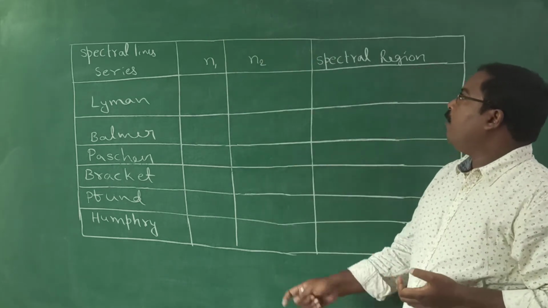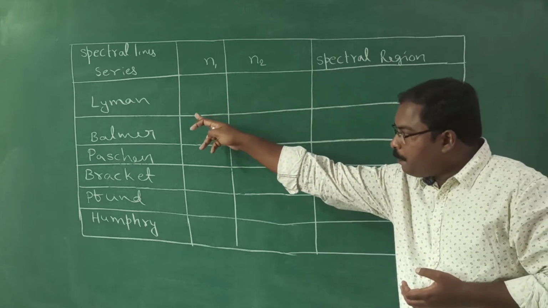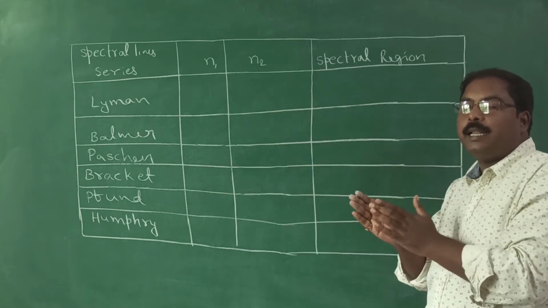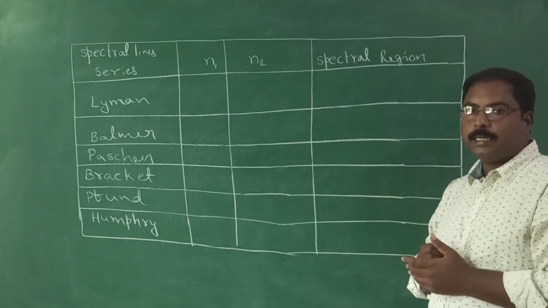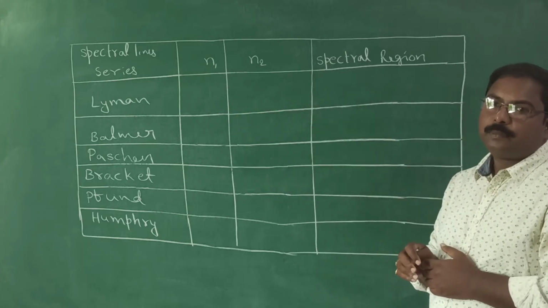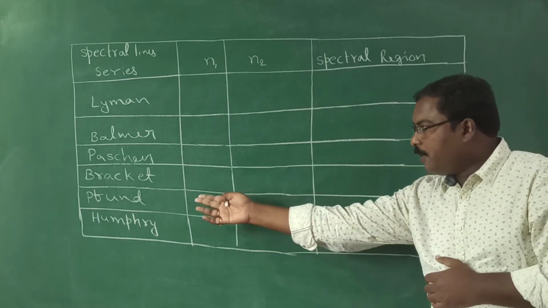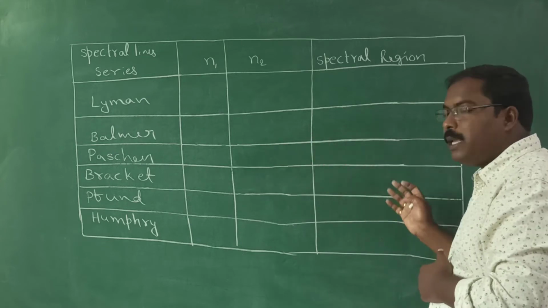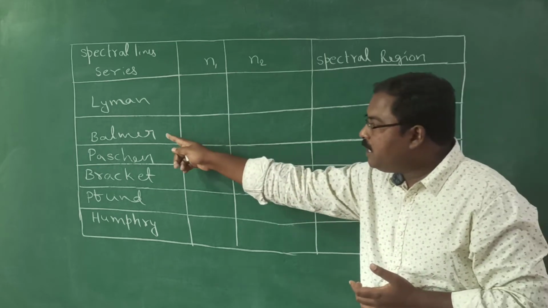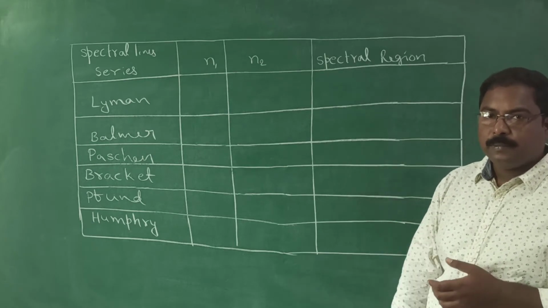Now, the last column, the spectral region. Spectral region means these particular spectral lines have their wavelengths present in different regions of electromagnetic radiation. For example, the Lyman series is visible in the ultraviolet region, or if you take the Pfund series, it will be visible in the infrared region. We discussed different types of electromagnetic radiation, so in which region these lines are observed, we will mention here.